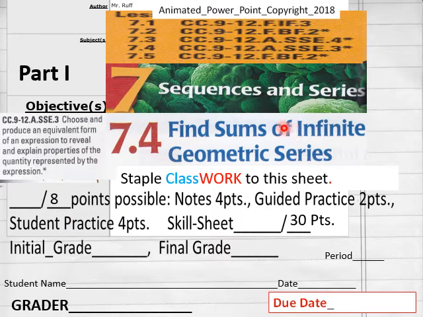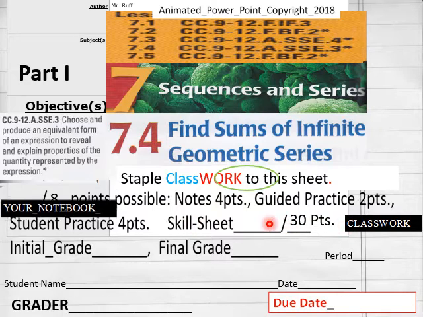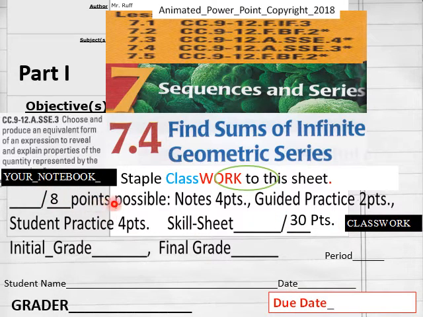7.4, find sums of infinite geometric series. We have a skill check here of 30 points for classwork, and then we have a notebook guide that's got 8 points involved with that as well.